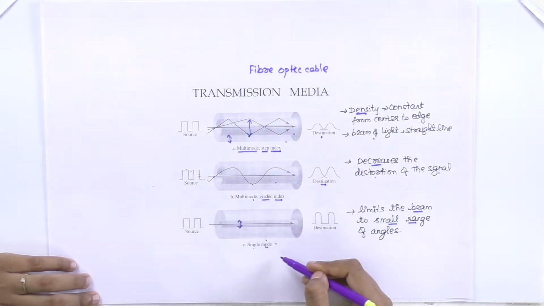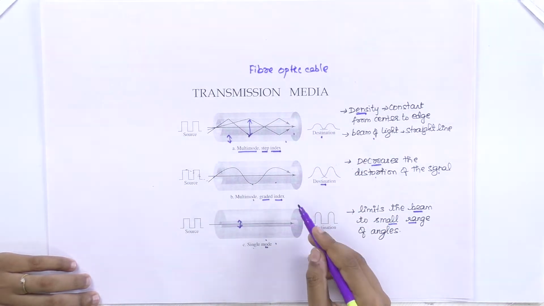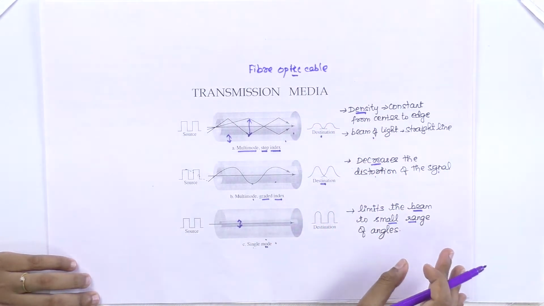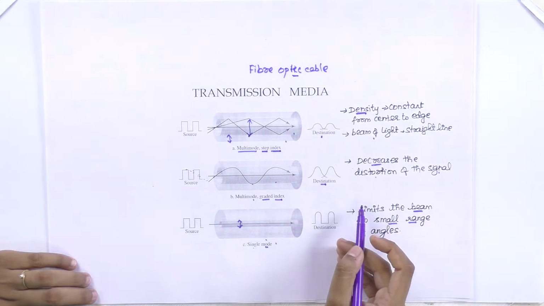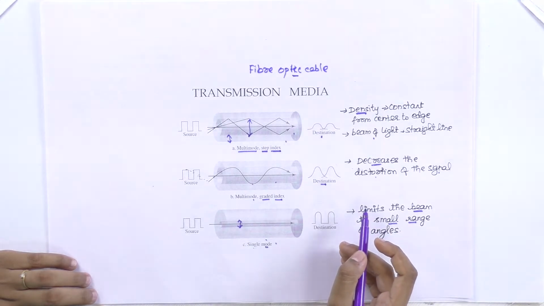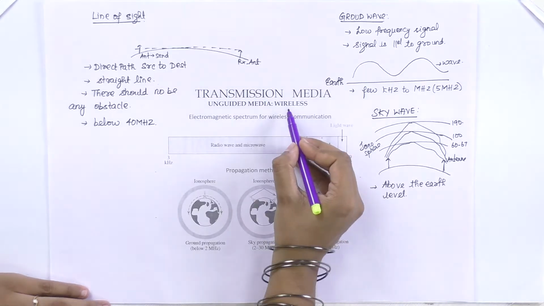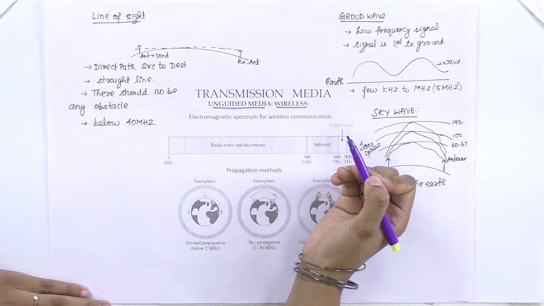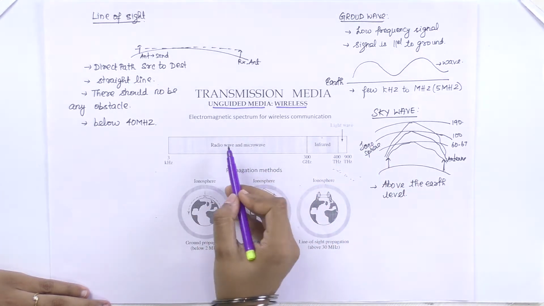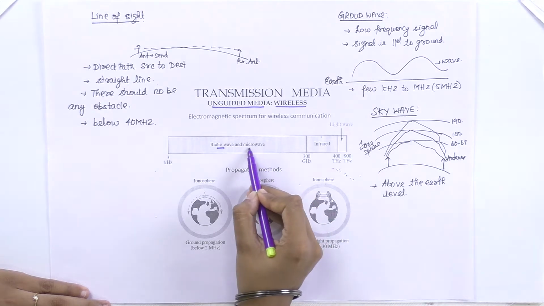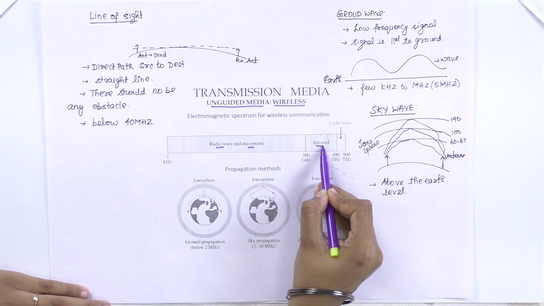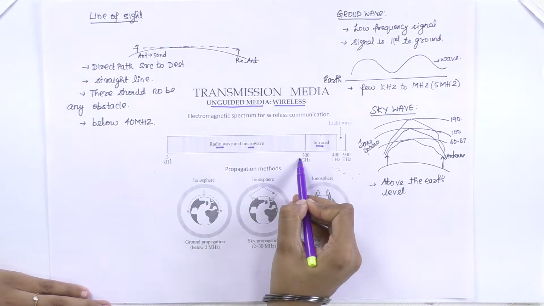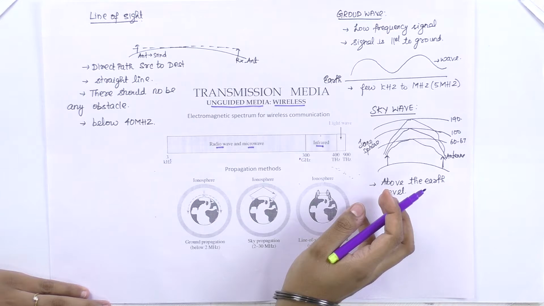So these are all the ways in which your light waves get propagated through your optic fiber cable. So this is all about your guided media, that is your wired media. So next, coming to the unguided media, that is wireless. We have three broad categories in that, which are your radio wave, microwave and infrared waves. So the frequency differs for each and every wave involved here.